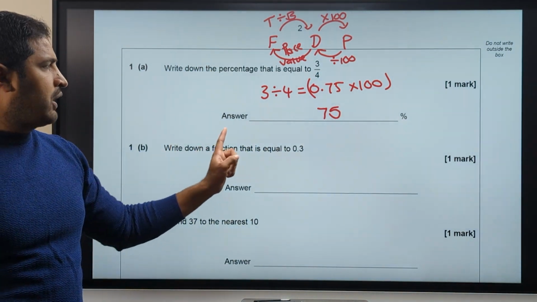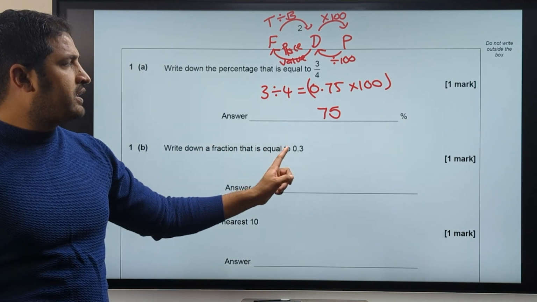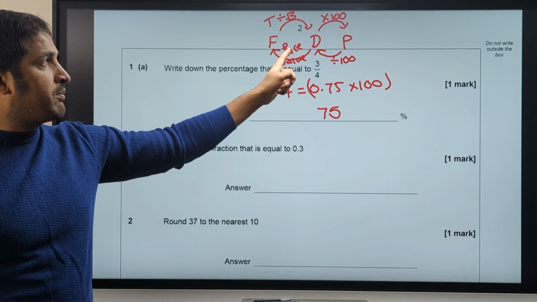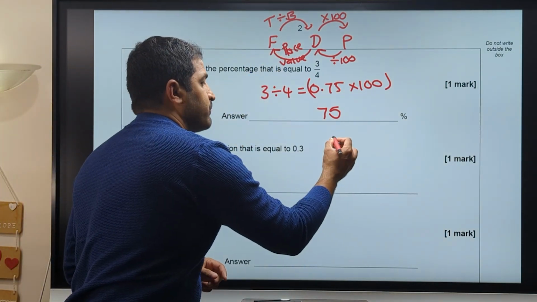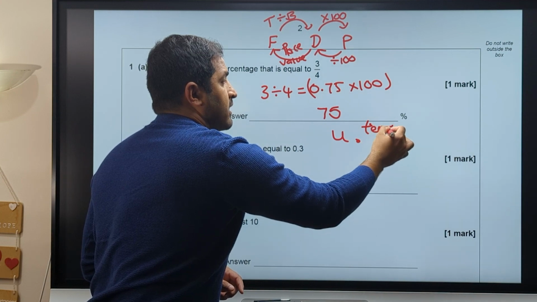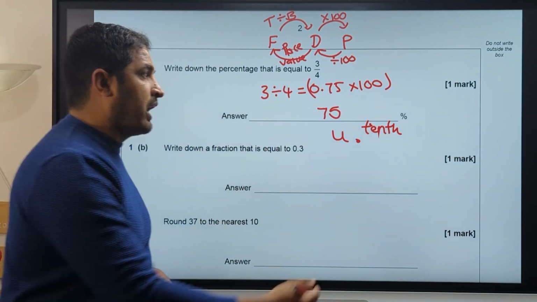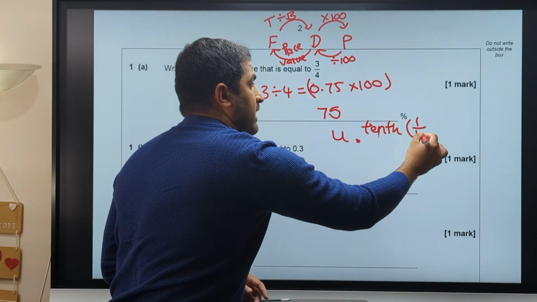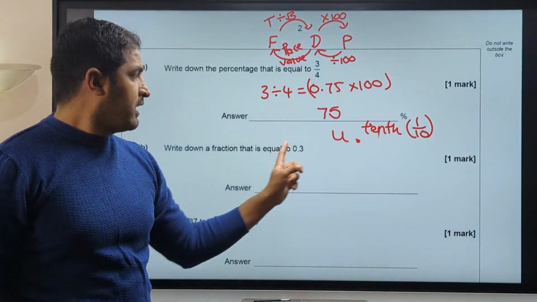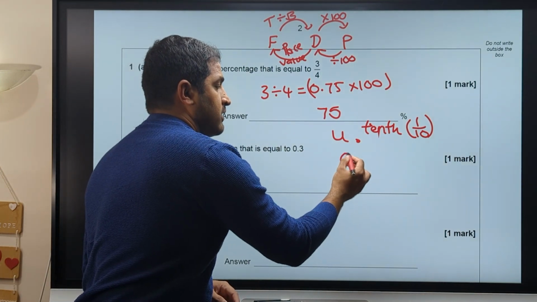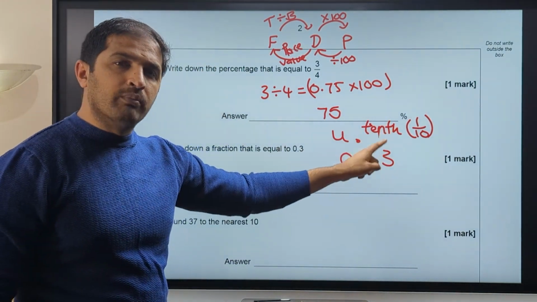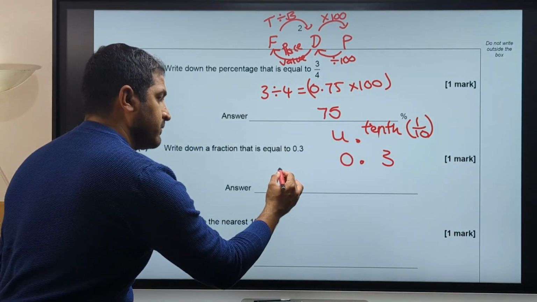Next one, write down the fraction that is equal to 0.3. So we're going from decimal to fraction, and this is what I mean by place value. If I look at it, you go units, decimal point, then you have tenths. Another way you can write tenth is 1/10. So if you write this down here, 0 units, decimal point, and 3 in the tenths column. So we have 3/10.